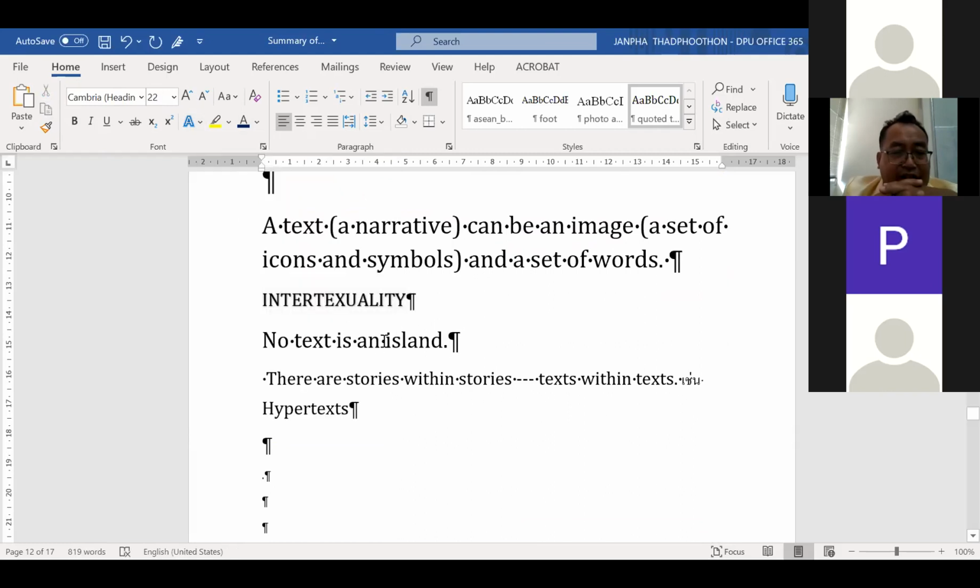I have a saying that no text is an island. There are stories within stories. There are texts within the text. There are narratives about narratives. On the internet, you will see a lot of hypertext.